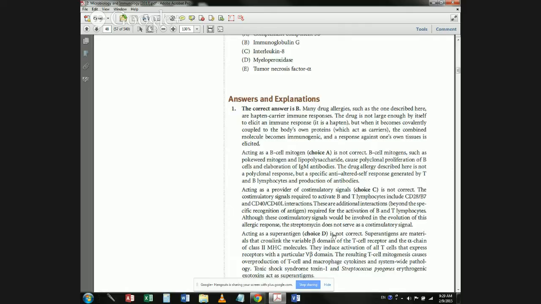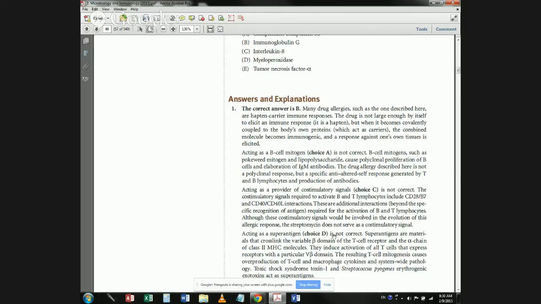and the alpha chain of class 2 MHC molecules. So remember that the T cell receptor has alpha and beta chains. The beta chain is analogous to the heavy chain of the B cell immunoglobulin. Well, the alpha chain of MHC class 2 binds with the beta domain of the T cell receptor. So that's kind of like a handshake. They induce activation of all T cells that express receptors with a particular variable beta domain. The resulting T cell mitogenesis causes overproduction of T cell and macrophage cytokines and system-wide pathology.